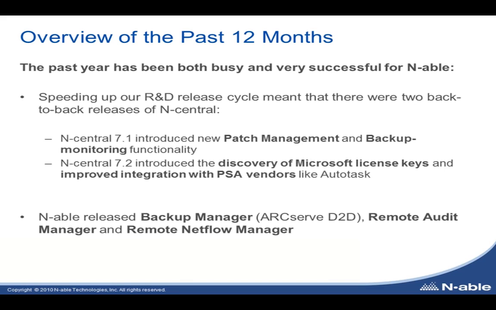N-Central 7.2, which was released just in January, introduced the discovery of Microsoft license keys for Windows, for Office, for Exchange, and SQL, and so on. And it also introduced really improved integration with PSA vendors like Autotask, so the ability to automatically create tickets, to automatically close tickets, to add notes to devices in N-Central. Those were all added in N-Central 7.2.